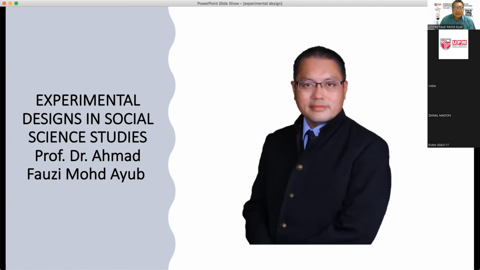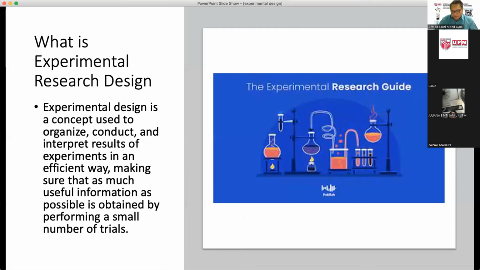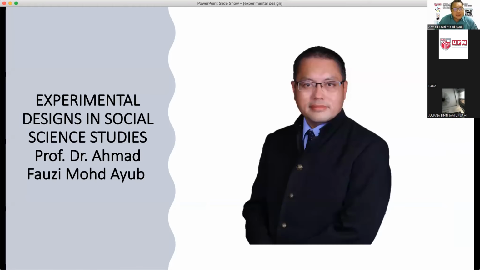Okay, but then the third type of research in the quantitative study is what we call the experimental design. So in quantitative, basically we have three. I repeat, we have a survey study, we have correlational studies, and we have experimental studies. These are normally the three main research designs in the quantitative studies. On top of that, we have several smaller research designs, but you can put them under these three main research designs in quantitative study.